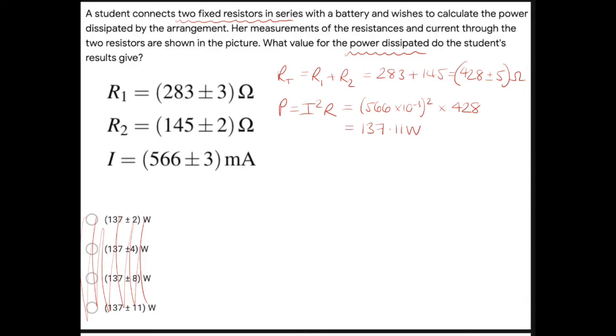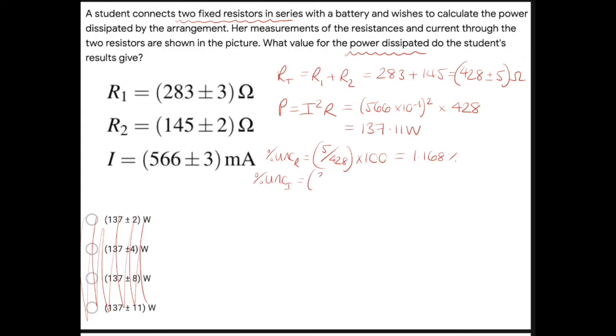So now to look at the uncertainties. Let's start with working out the percentage uncertainty in R. So percentage uncertainty in R is our absolute, which was R5, divided by our value, which was 428, times by 100, which then gives us a value of 1.168%.